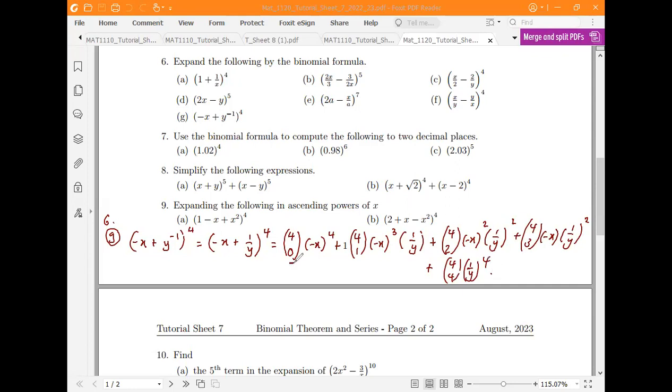And you guys know how to write out these numbers. If you want, you can use Pascal's triangle to get these coefficients. So after you write it like this, then you can use Pascal's triangle to get the coefficients.